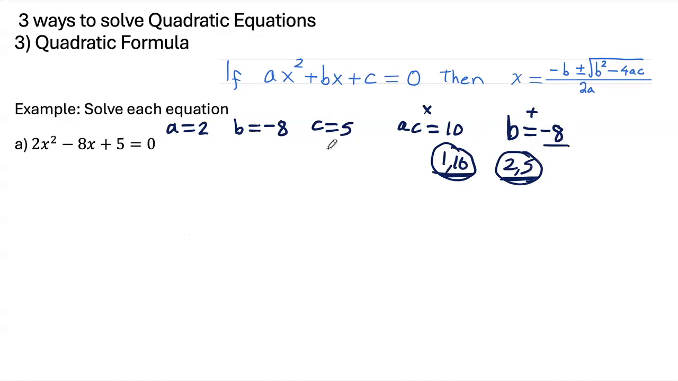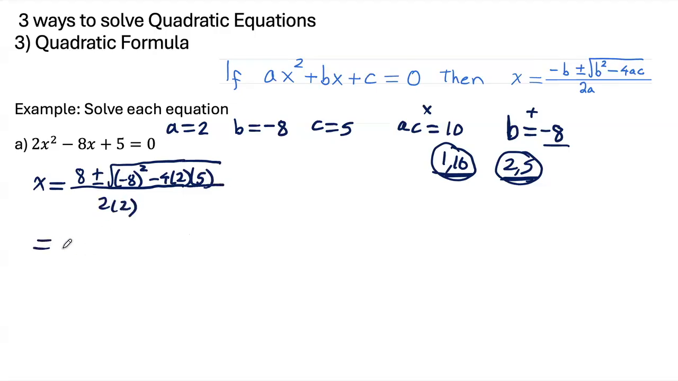So after you write your ABCs, you can directly plug them into the equation. X equals negative of the b. Well, my b already has a negative, so if I put another negative on it, it becomes positive 8 plus or minus the square root of negative 8 all squared minus 4 times a times c, all over 2 times a. And now we're going to simplify this. 8 plus or minus the square root.